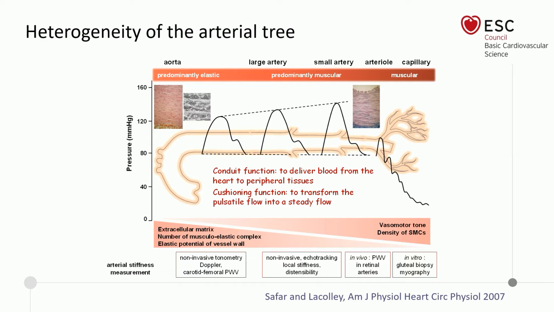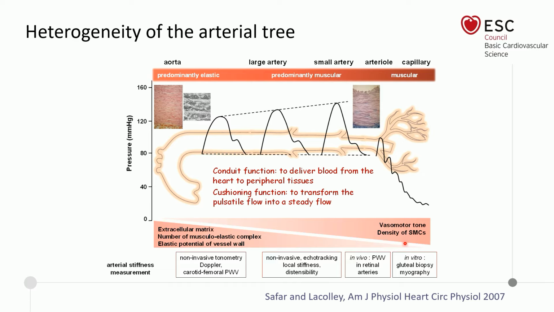So I will show you on the first slide the heterogeneity of the arterial system and the pulsatility characteristic of the circulation. From the central artery to more distal arteries, there is a progressive reduction of extracellular matrix and musculoelastic properties, together with an increase in the density of vascular smooth muscle cells at the periphery.